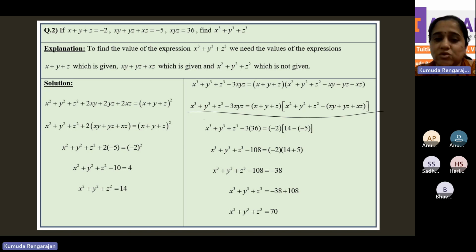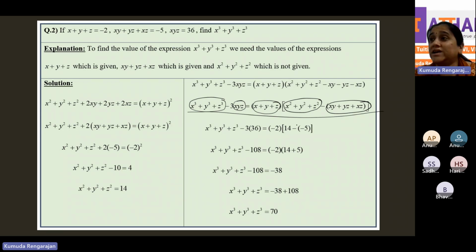So what are the different expressions you see? You see the expression x cube plus y cube plus z cube. Then you see the expression xyz. Then you see the expression x plus y plus z. Then there is x squared plus y squared plus z squared. Then there's also xy plus yz plus xz. So these are the different expressions you see in this identity. In this identity, you have 1, 2, 3, 4, 5 expressions.